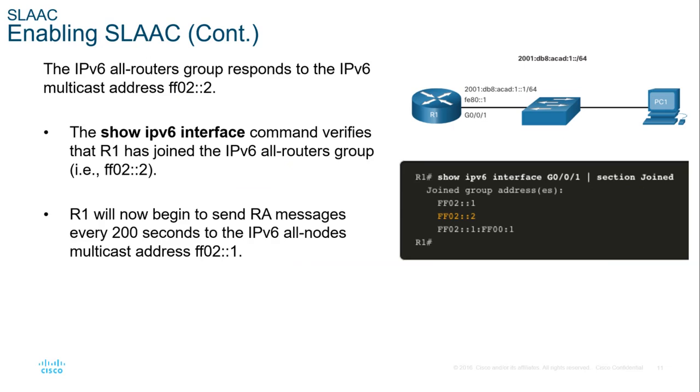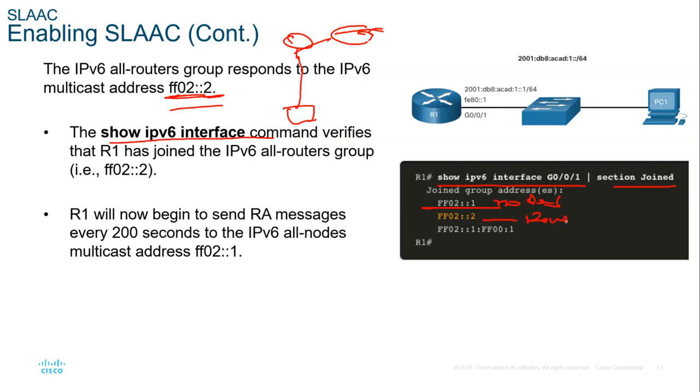So for all routers, the other one was for all nodes. If it's an end device trying to connect back to all the routers on the network, it uses this multicast address, FF02::2. Then we have this verification command, show ipv6 interface. Once you run this command, you can filter the section joined. With joined, as you can see, we have this one here for all nodes, then this one here for all routers.